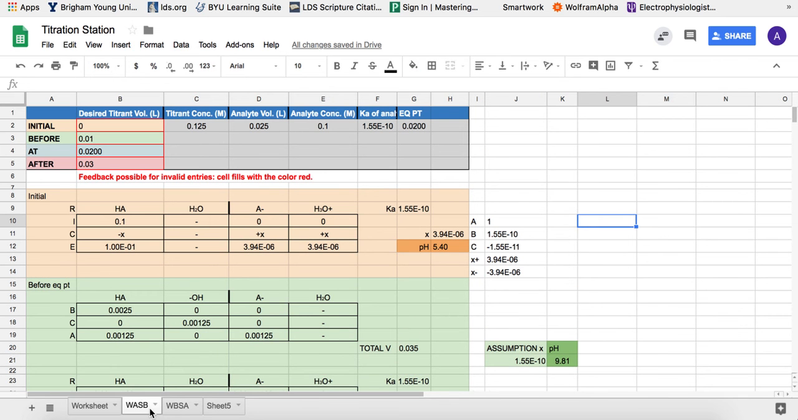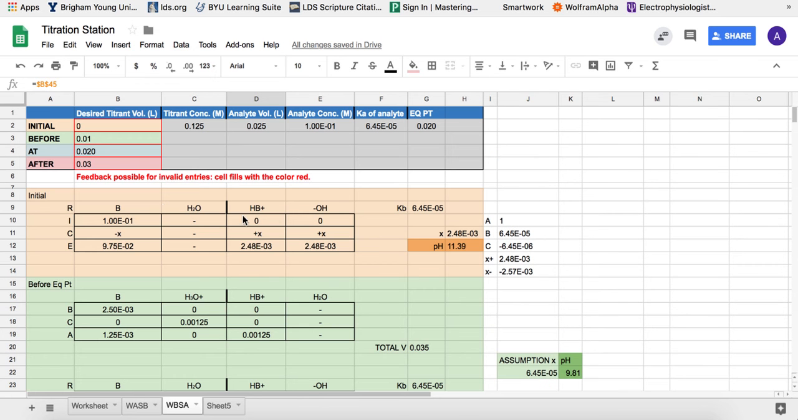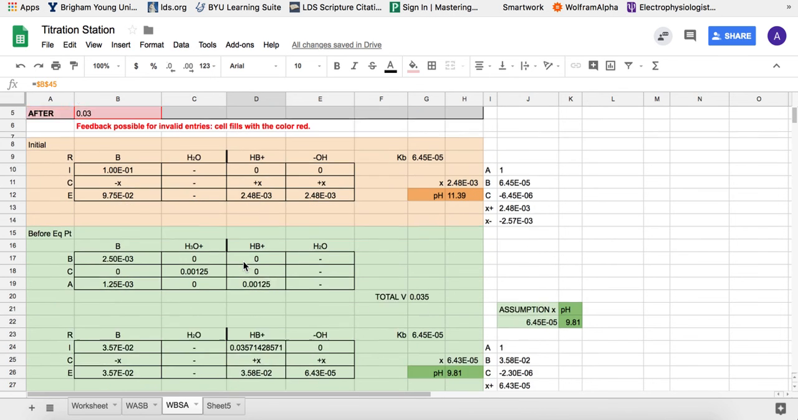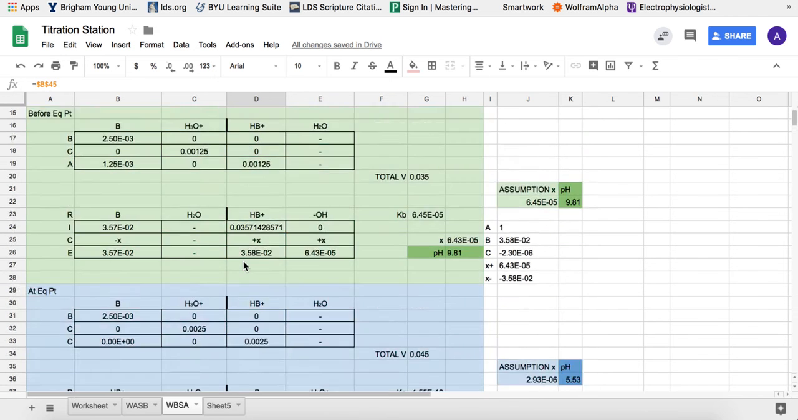I also have this related to us for a weak acid strong base titration. I'm not going to go over that because what we have here is essentially the same thing. So I feel confident that you guys probably feel pretty good about this. If you do have any questions, please let me know, or if anything in the video didn't really make sense.